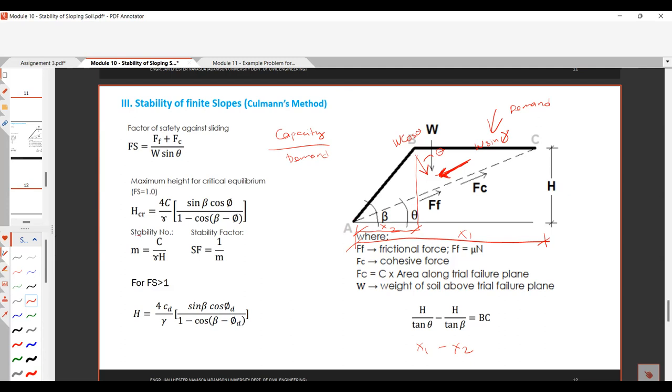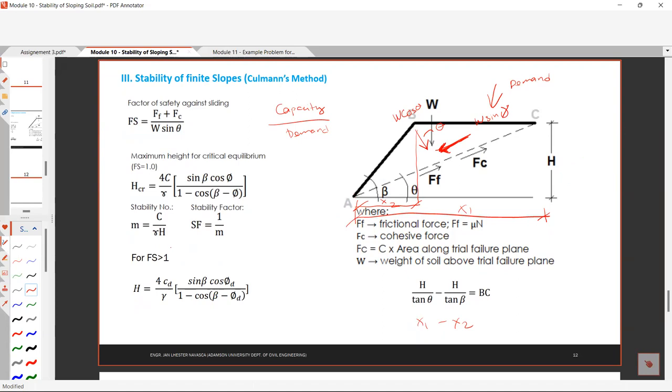Okay, and we have here the stability number and stability factor. So the stability number and stability factor are constants for determining the amount of stability in the soil. So the higher your stability number, the more safe yung soil stability of your soil. And the same with the stability factor. So stability factor naman, mas maliit na stability factor, mas safe in your soil stability.